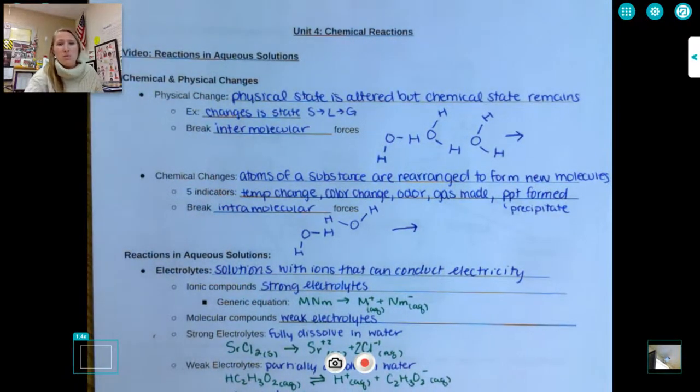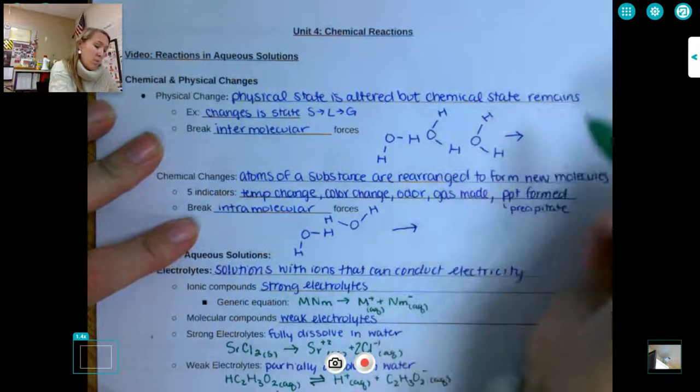So a physical change, remember, is where the physical state is altered but the chemical state remains the same. These are things like changes in state, like going from solid to liquid, so melting, evaporating, sublimation, or just dissolving, because that's changing states going from solid to aqueous. When we go through a physical change, we break intermolecular forces.